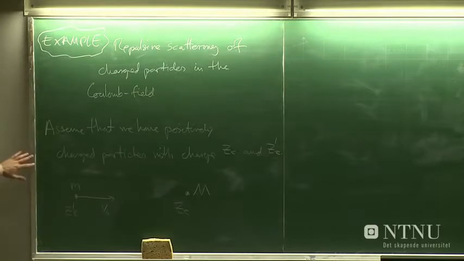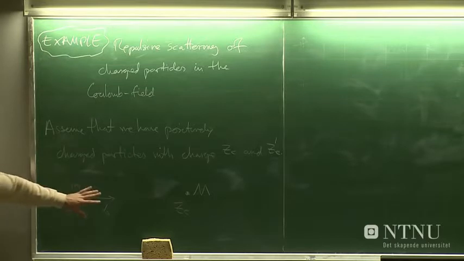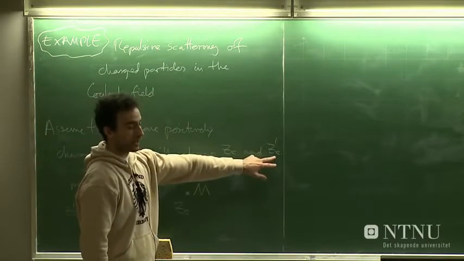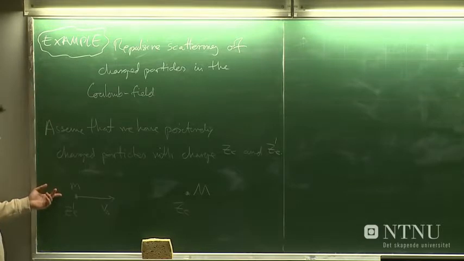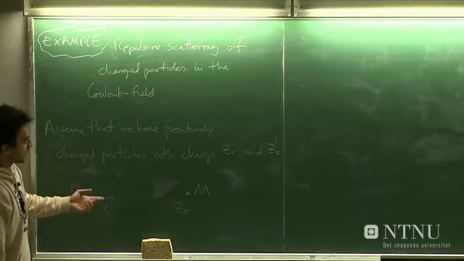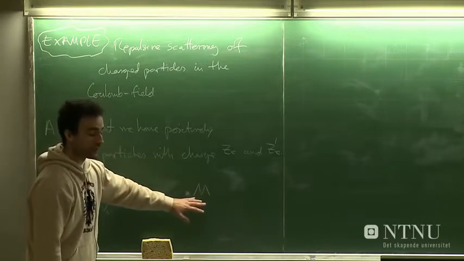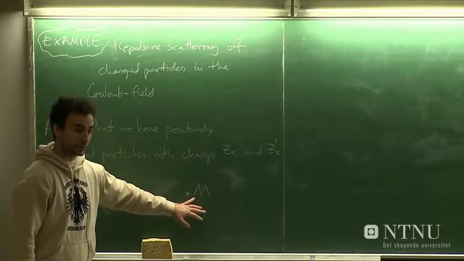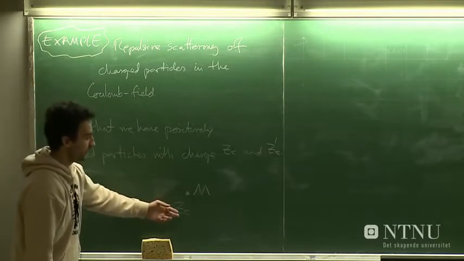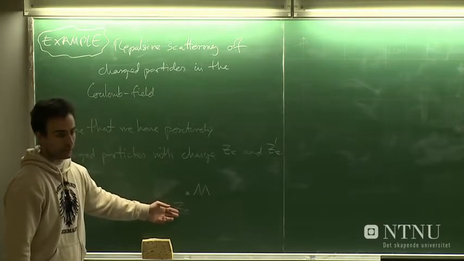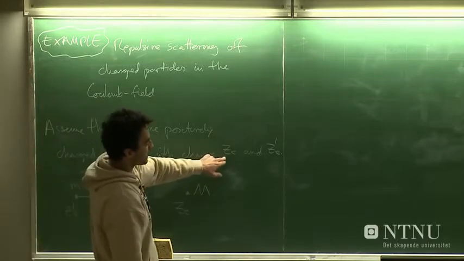So the situation at hand is that we have positively charged particles with charge Ze and Z prime e. These are incident with a mass m and velocity v0 towards these other positively charged particles with a different mass, large M. And so they have different charges, magnitude of the charges, characterized by these parameters z and z prime.